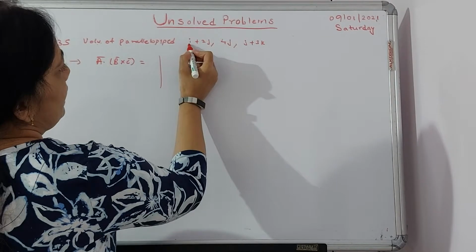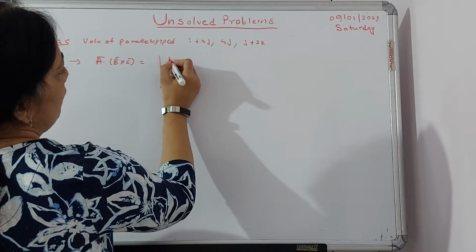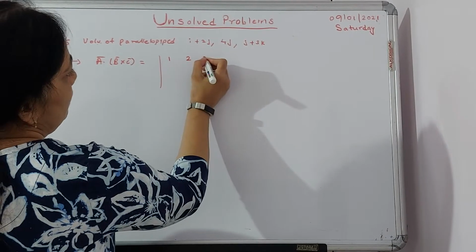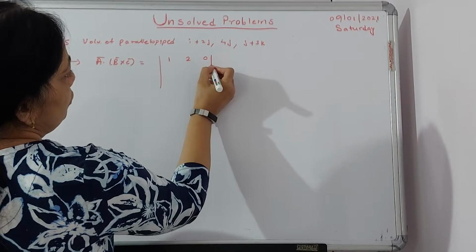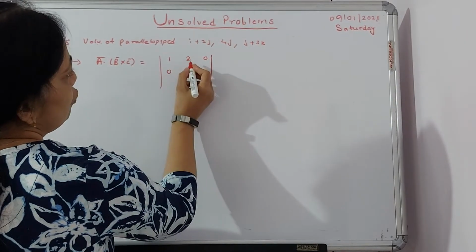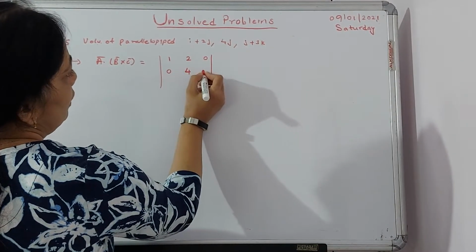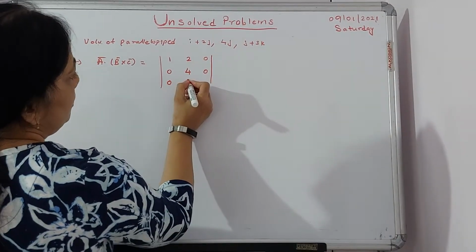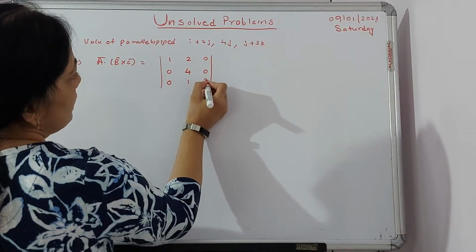So this is my ax coordinate is 1, 1i plus 2j plus there is no k, so 0. As far as this vector is concerned, there is no i, this is 4, this is 0. As far as this vector is concerned, i is 0, j is 1 and k is 3.